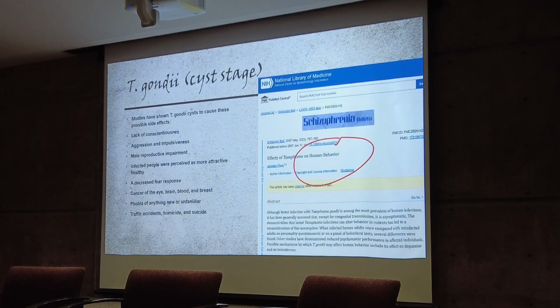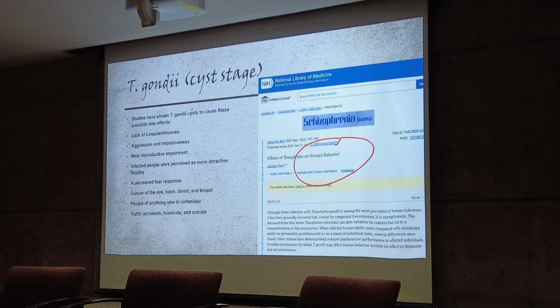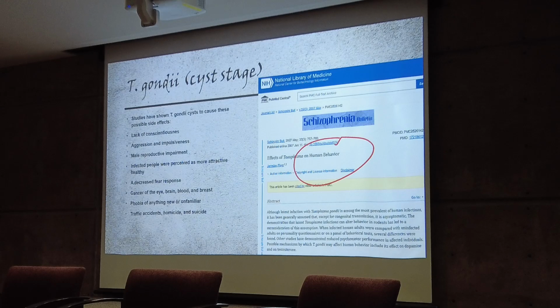A phobia of anything new or unfamiliar. Which is weird because that kind of contradicts the other, which also gives you more of a propensity to have traffic accidents, to kill someone, and to kill yourself. Now the traffic accident, actually there was a study they did in Turkey, and they showed that people who had T. gondii were way more likely to have road rage than people who didn't have T. gondii. I guess that's the risk-taking behavior.